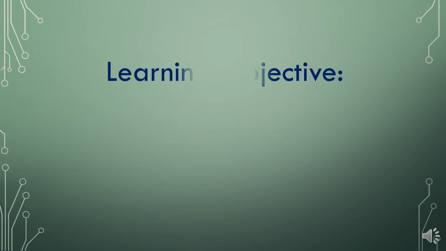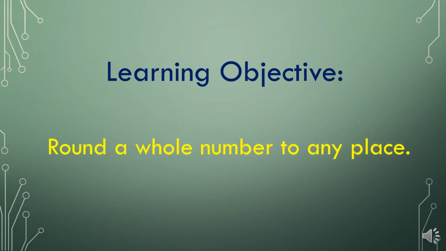Our learning objective is to round a whole number to any place. When we say round a number to any place, it might be by tens, hundreds, or thousands.